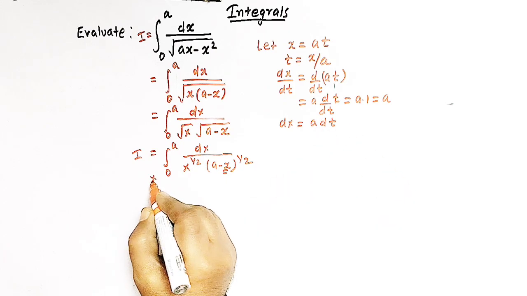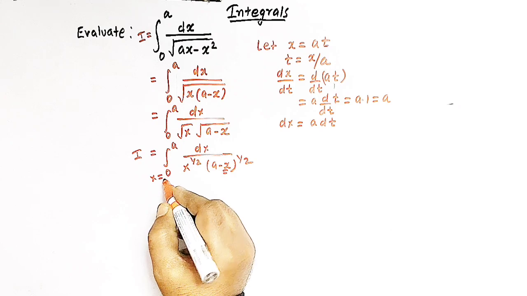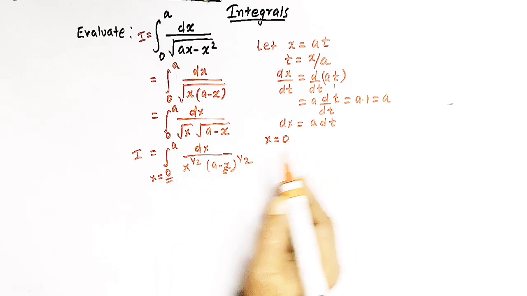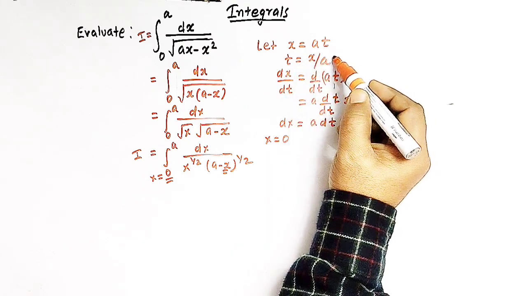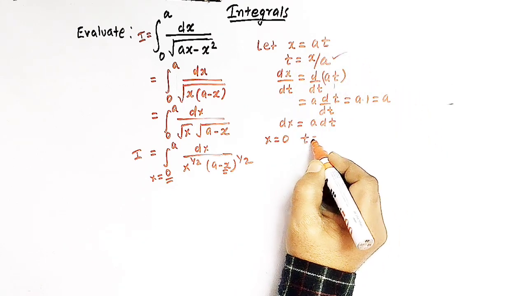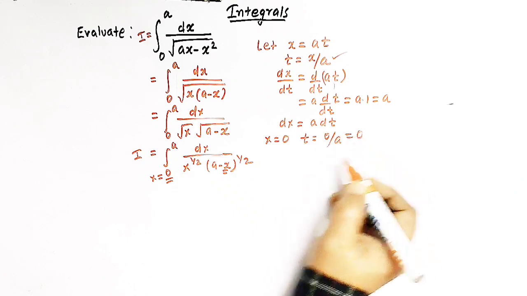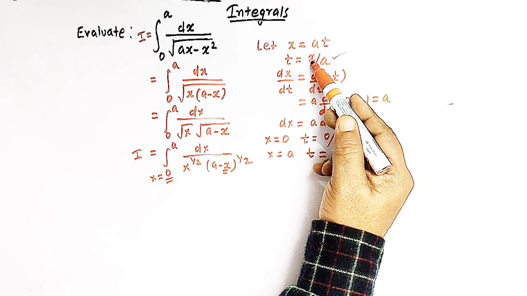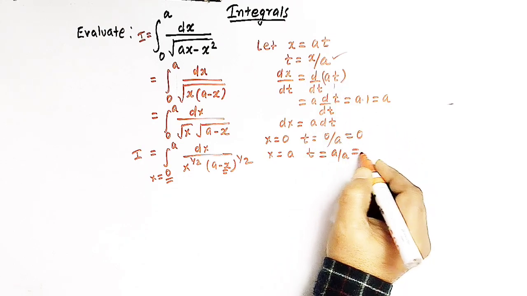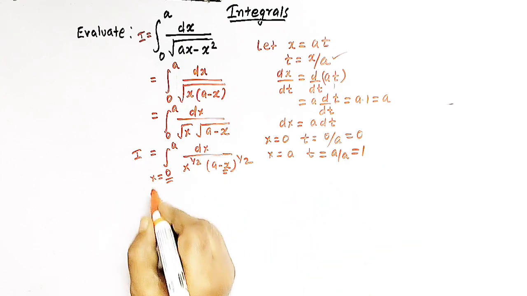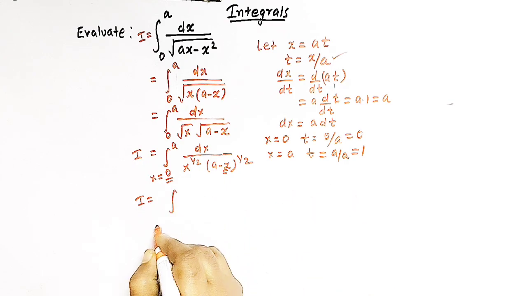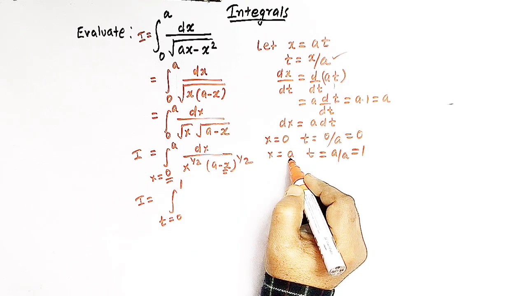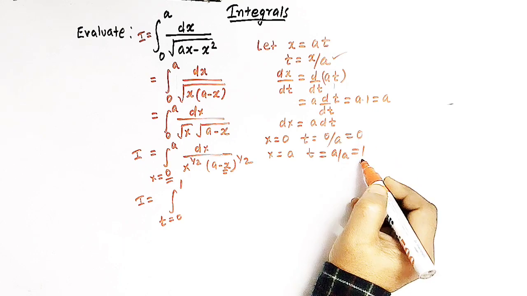Okay, now here the limits of integration vary from 0 to a. So when x is equal to 0, which is the lower limit, the value of t can be obtained from this relation. So we have t is equal to 0 over a, that is 0, and when x is equal to a, then t is equal to a over a, that is 1, right? So now we can write this integral I as t is equal to 0 to 1, because when x varies from 0 to a, t varies from 0 to 1.